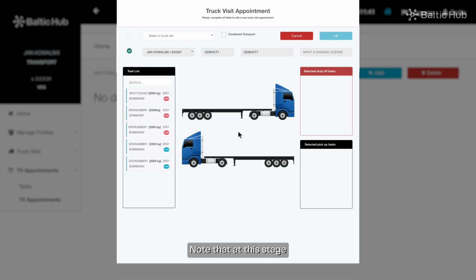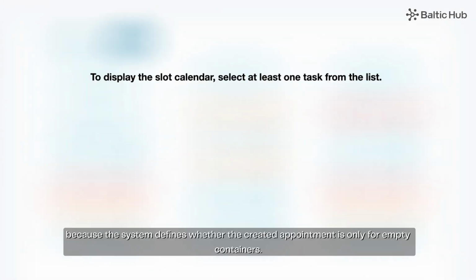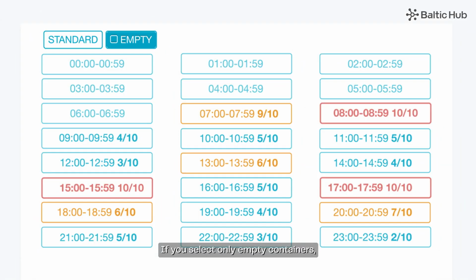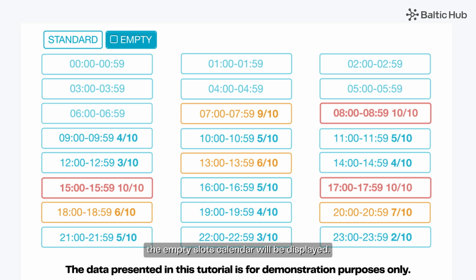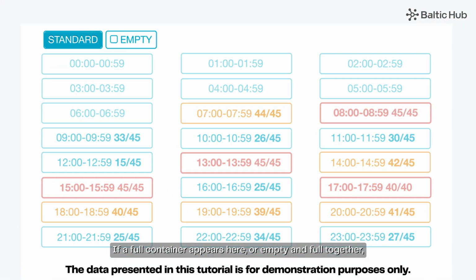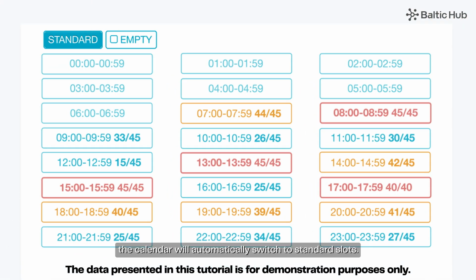Notice that at this stage, we do not yet see the slot calendar, because the system defines whether the created appointment is only for empty containers. If you select only empty containers, the empty slots calendar will be displayed. If a full container appears here, or empty and full together, the calendar will automatically switch to standard slots.